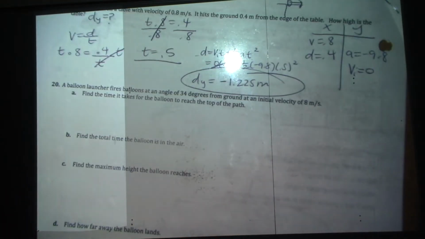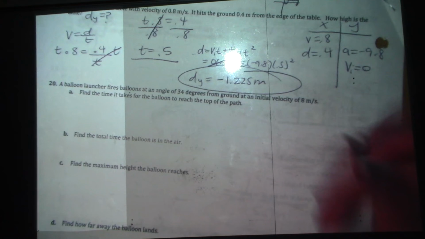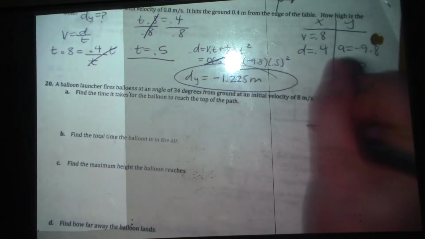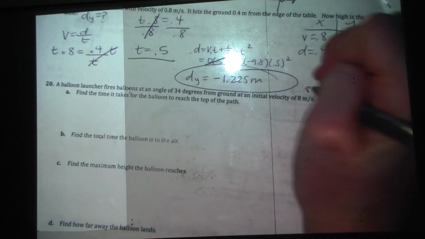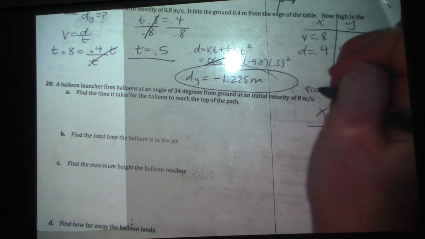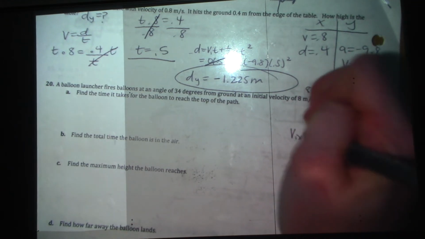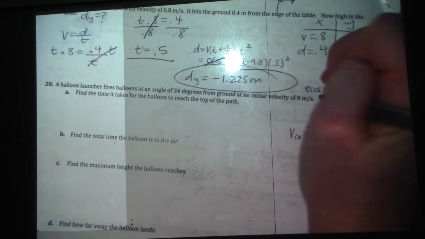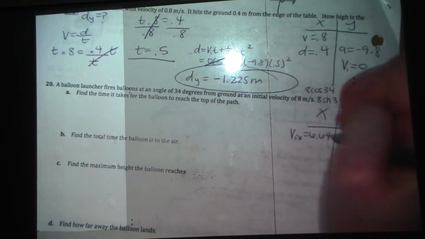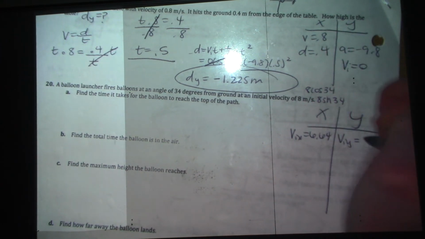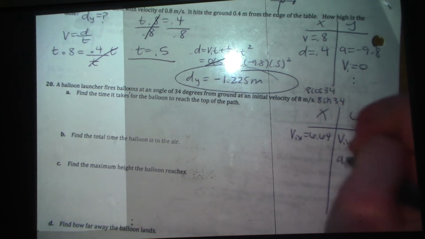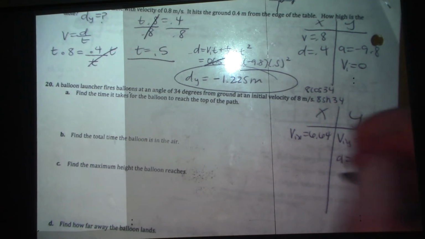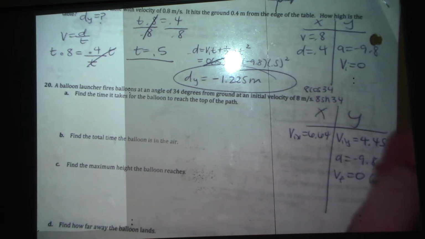A balloon launcher fires balloons at an angle of 34 degrees with this initial velocity. So first things first, I'm going to do 8 cosine 34 to get v_ix, and that gives me 6.63. And then I'm going to do 8 sine of 34 to get my initial velocity for y, which is 4.47. Of course, I have the acceleration, and then my y final velocity is going to be 0 at the top.